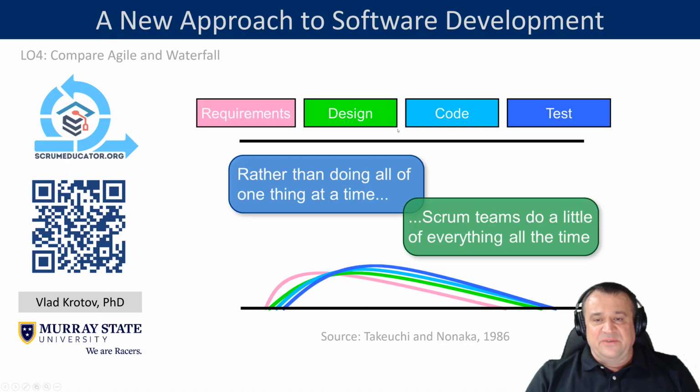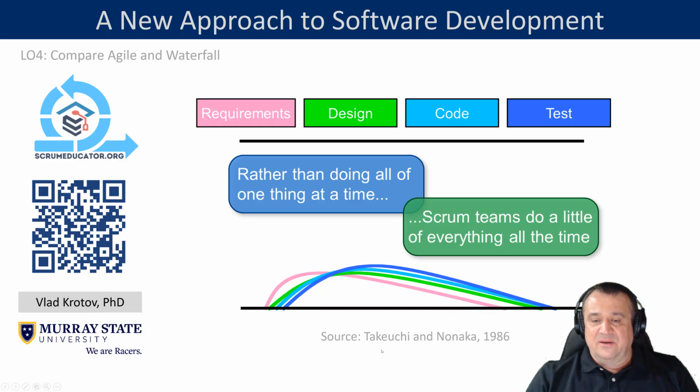Now, the Agile approach is quite different from that structured waterfall approach, and this idea comes from a seminal paper by Takeuchi and Nonaka, and this paper is actually cited by Jeff Sutherland in his TED Talk about the origins of Scrum. I mean, this is where the inspiration for Scrum came to him largely.